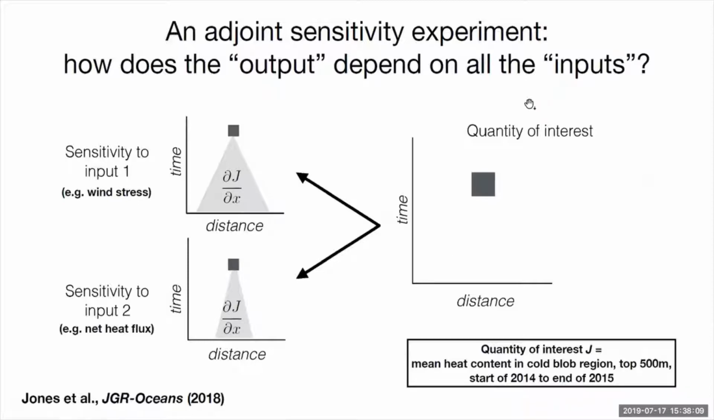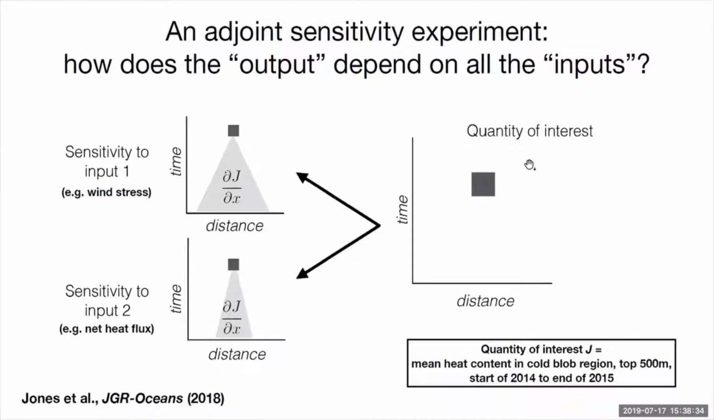And just to remind you, the way that an adjoint model works, you can do these experiments where you ask how a given output depends on all the inputs. So here is one of the outputs, the heat content integrated over a certain distance, that white volume, that white box that I showed you, the top 500 meters, and you integrate it in time. We decided to do the start of 2014 to the start of 2015.